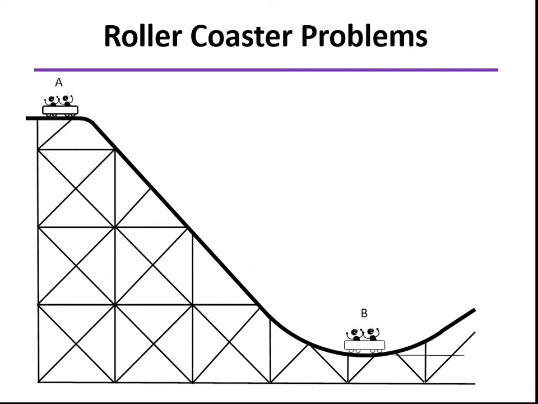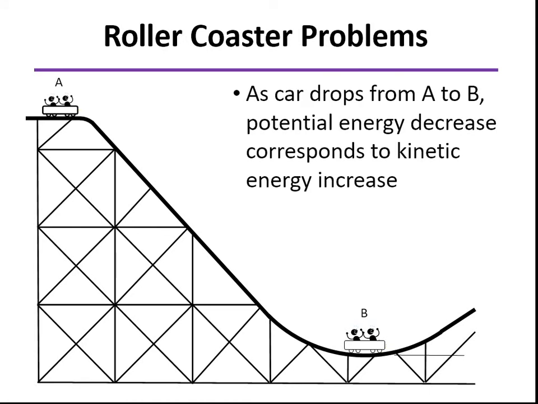One set of problems that we work quite a bit when we look at conservation of energy is roller coaster problems. Roller coasters are very low friction, and so we usually ignore any friction. And so as a car drops from, in this case, A to B, it's losing potential energy, and that potential energy, because again energy is conserved, becomes kinetic energy increase. So the speed increases, of course, from A to B.